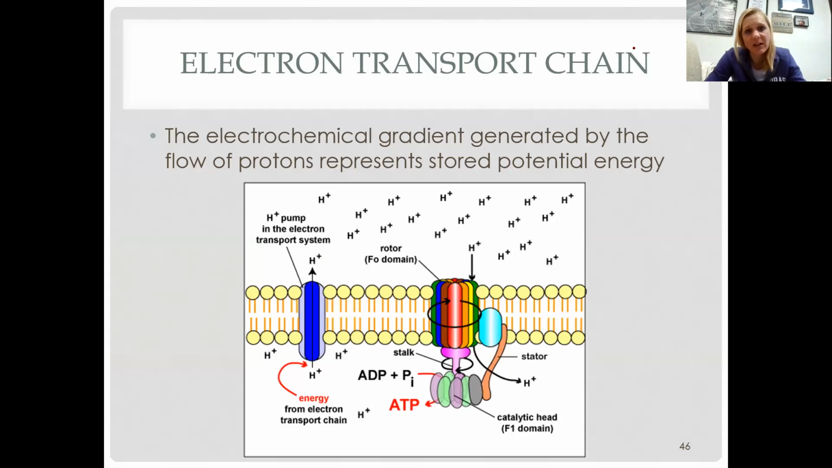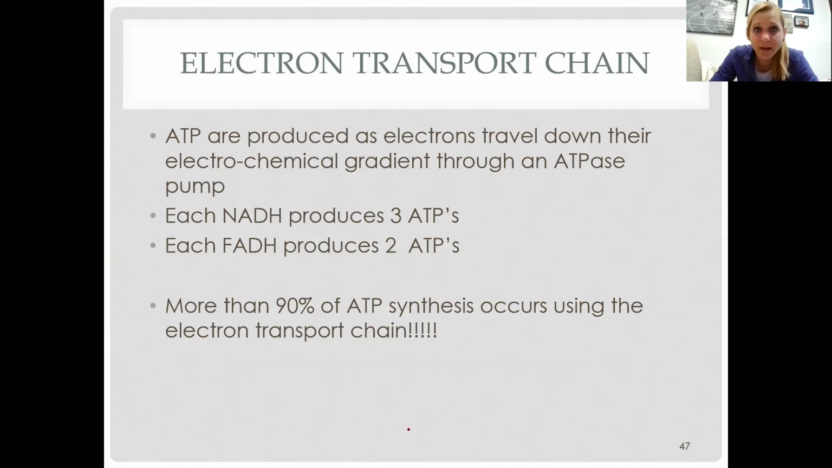So again, the electrochemical gradient is what represents this potential energy. As we mentioned, we have a high concentration. Let me get my little pointer. We have a high concentration, and we also have a high amount of positivity in this particular area. As a result, those molecules want to flow down this free chamber, causing it to rotate around. And the rotating of this chamber allows us to produce ATP. Again, 90% of the ATP that we have comes from this particular system.